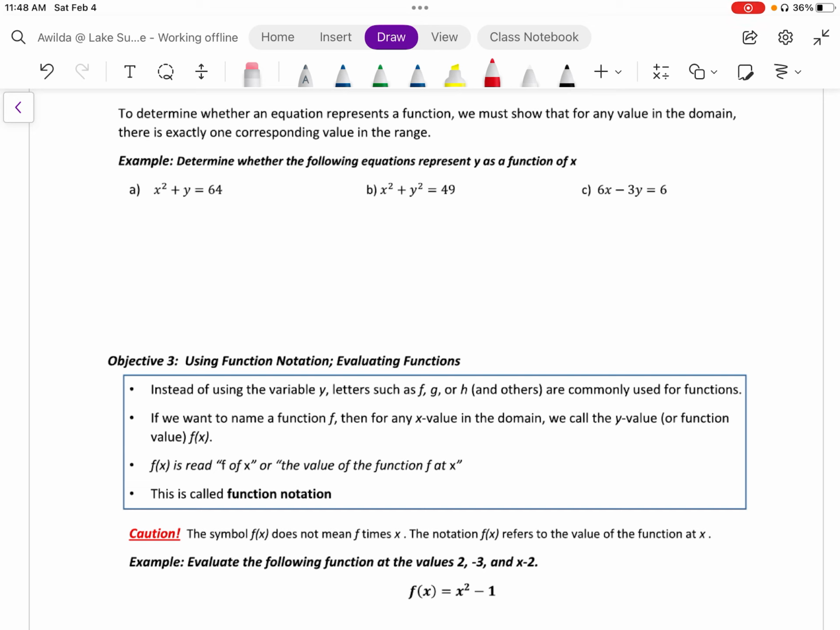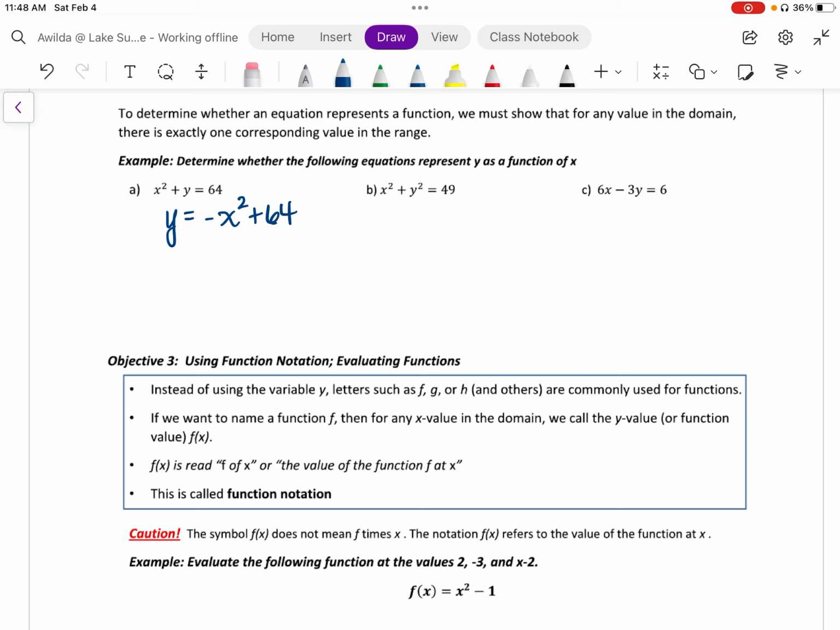x squared plus y is equal to 64. If we isolate the y variable by subtracting x squared from both sides, we get that y is equal to -x squared plus 64. Now let's think about this a moment.